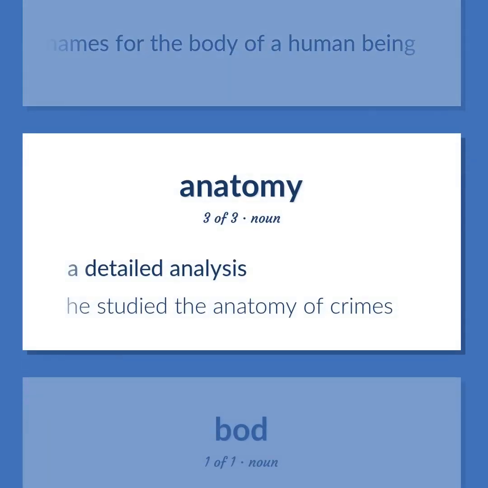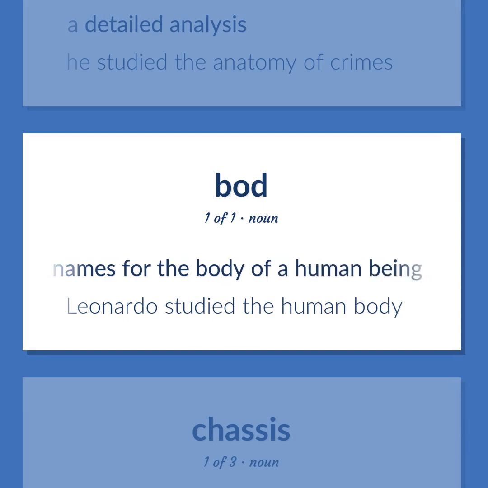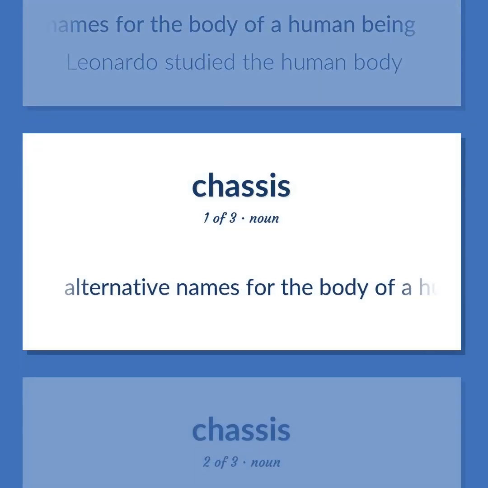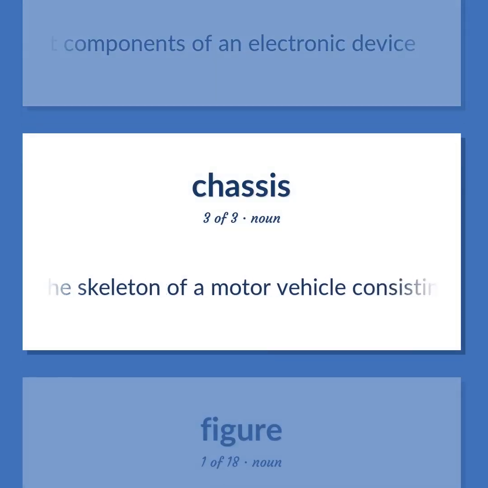A detailed analysis. He studied the anatomy of crimes. Alternative names for the body of a human being. Leonardo studied the human body. A metal mounting for the circuit components of an electronic device. The skeleton of a motor vehicle consisting of a steel frame supported on springs that holds the body and motor.